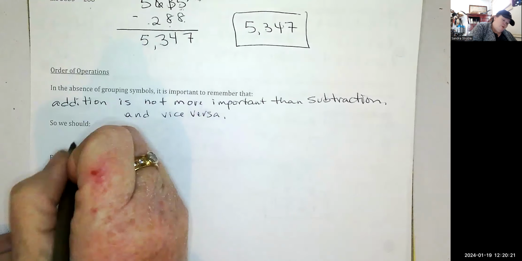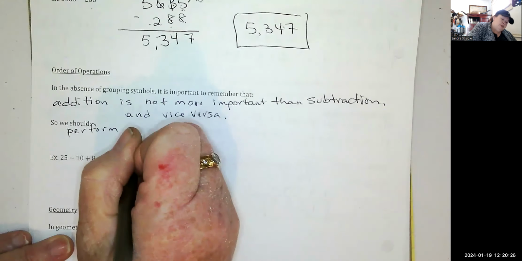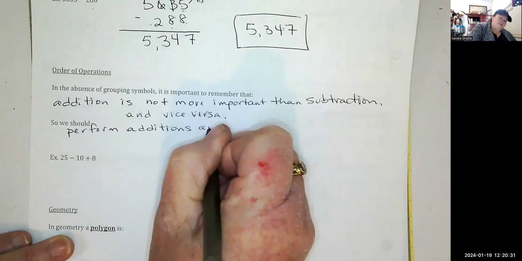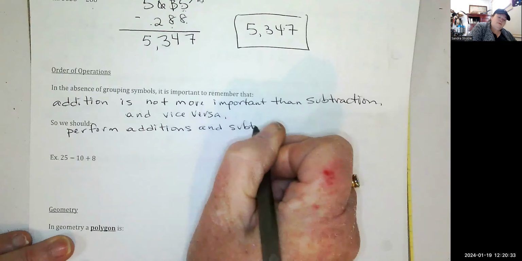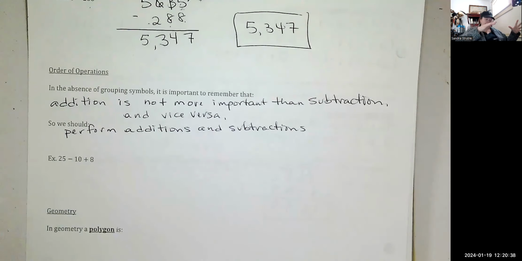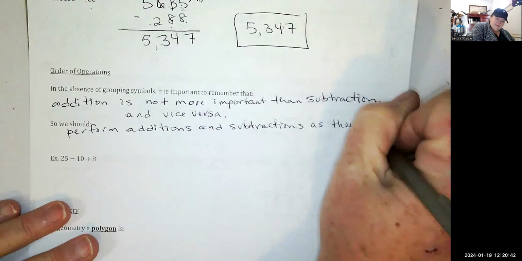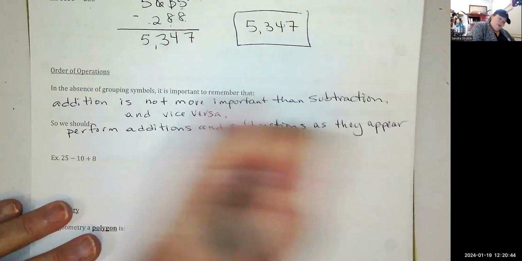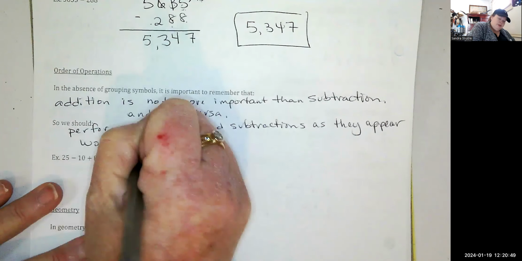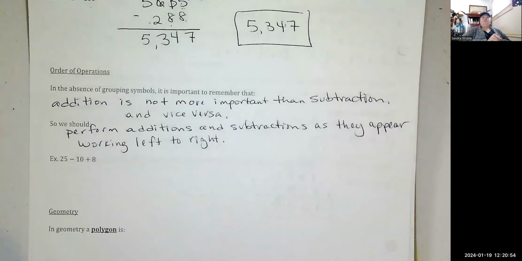All right. So we should perform additions and subtractions as they appear, working from left to right. As they appear, working left to right. All right.